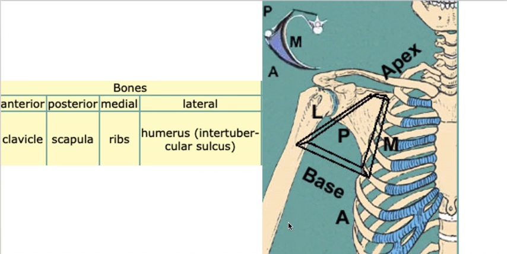So coming to the bones forming the boundaries of the axilla, anteriorly placed is the clavicle, posteriorly placed is the scapula, medially we have the ribs, and laterally we have the humerus, or basically the intertubercular sulcus. These are the two tubercles, the greater and the lesser tubercle, and in between we have the intertubercular sulcus, which is forming the lateral boundary of the axilla.